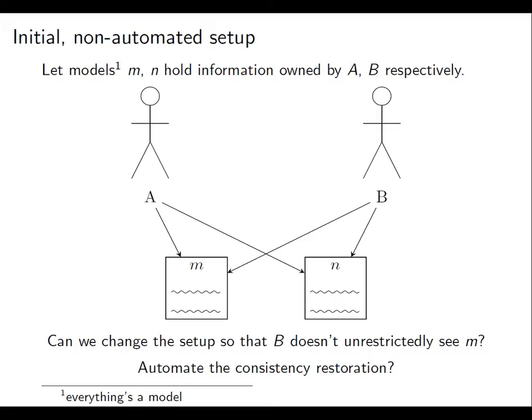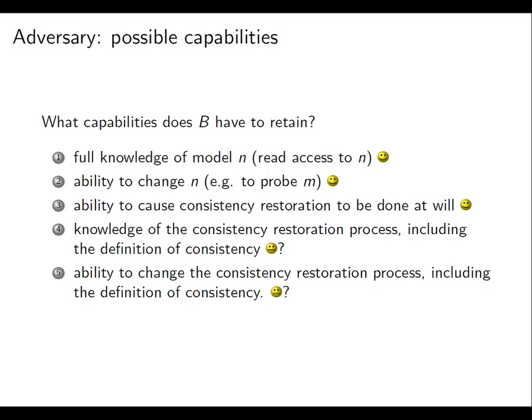Now, without any automation, what has to happen is that A and B have to sit down and talk to one another, and they're probably going to sit down and they're going to, in some fairly unregulated way, share information about their models, and any kind of controls that they have over there are going to be entirely human and informal. So in the BX workshop setting, the obvious next step is to say, well, can we automate the consistency restoration and thereby gain some kind of control over what information goes to whom? So before we make that explicit in a picture, let's move on a step and look at the capabilities that we may want or forbid an adversary to have.